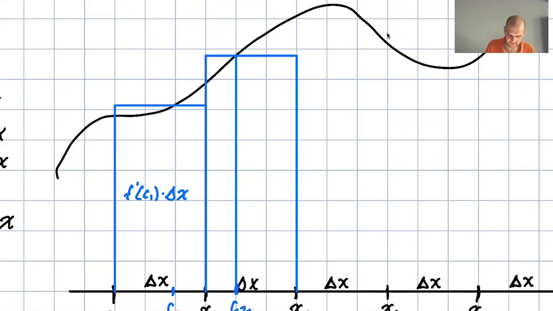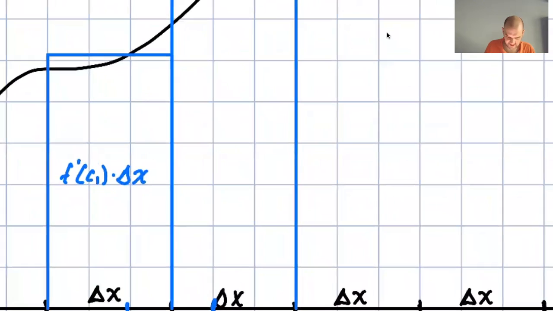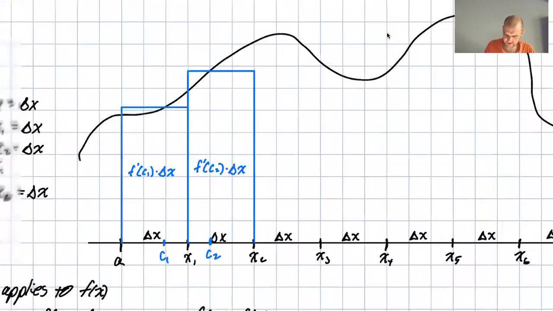That looks pretty good. Okay, so we put our height there. So the area of this rectangle is f prime of c2 times delta x. And then we're going to keep doing that.